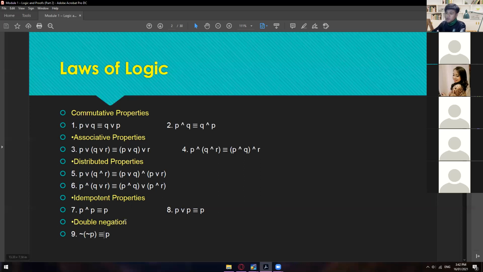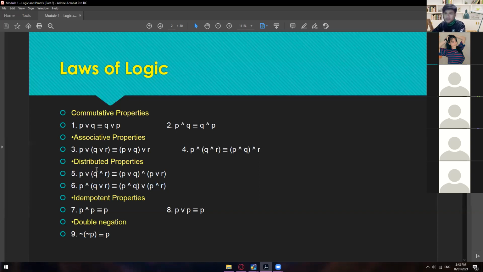For now, you don't need to memorize their names, okay: double negation, idempotent properties, distributive properties, associative, and then commutative. So you don't need to memorize their names for now. What you need to know from what we're discussing right now is the logic on why they are equal to each other, okay, on why this left side is equal to the right side. So I guess we don't have a problem on number 1 to number 9.